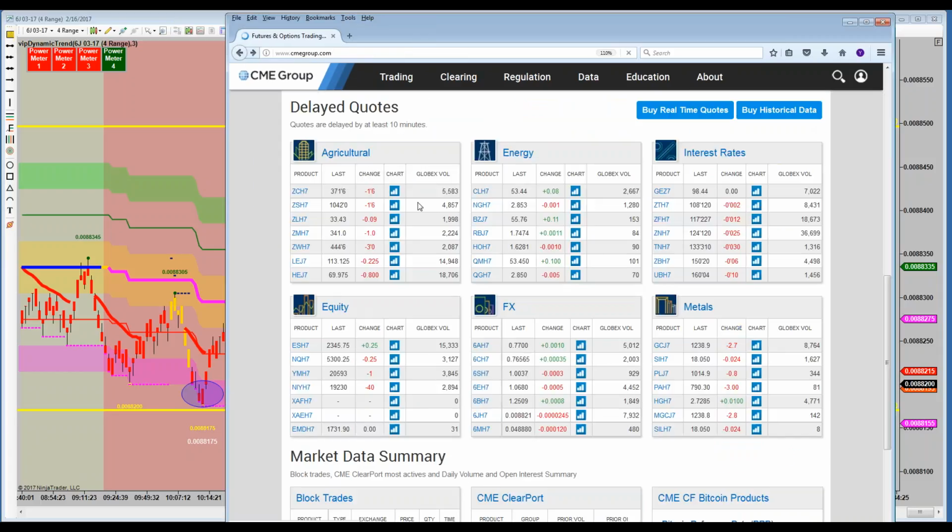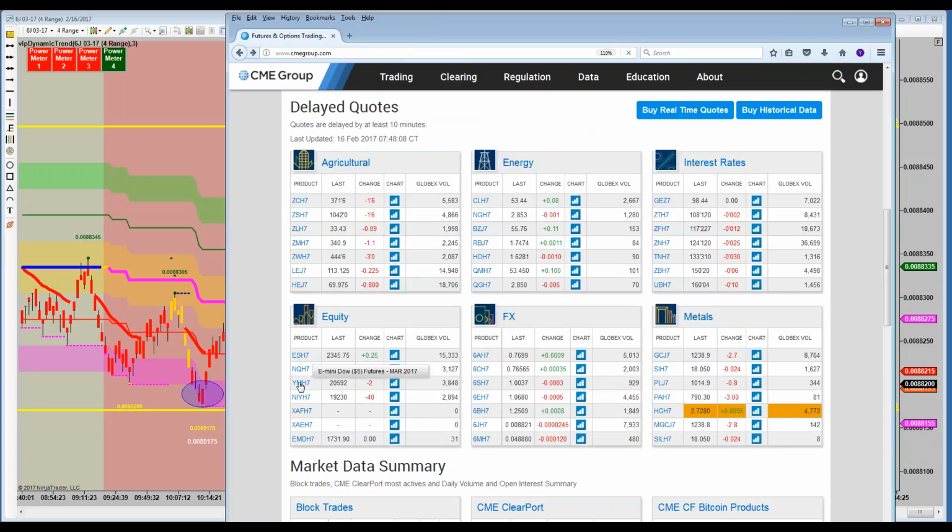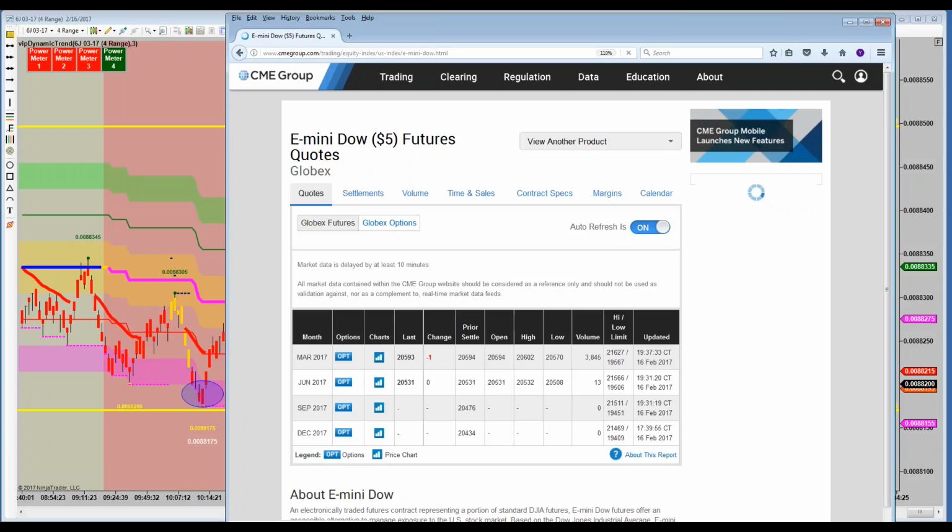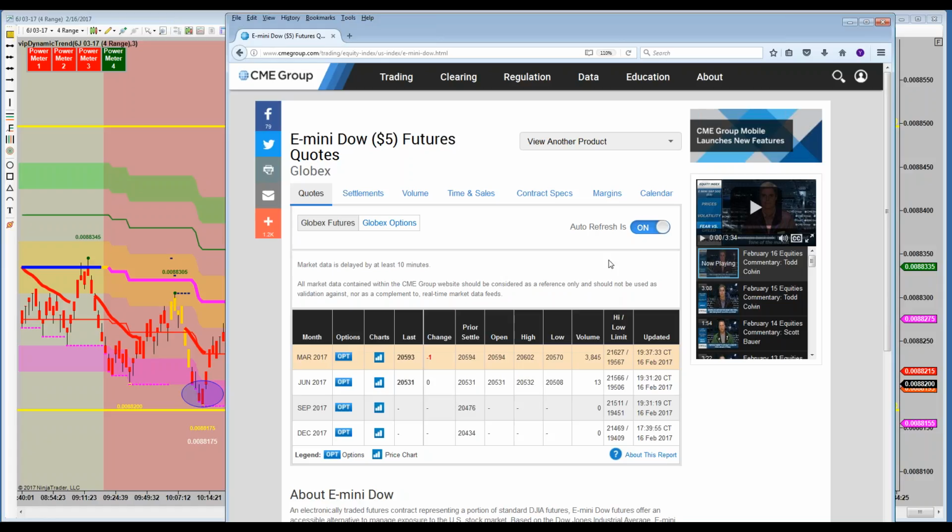Let's go look at an equity contract. What do you want to look at? You want to look at YM? Let's look at YM. Here's Weimer. March is all the volume, and there are a couple little contracts on June. Go up to the calendar.